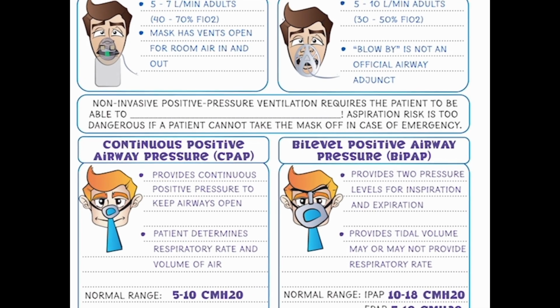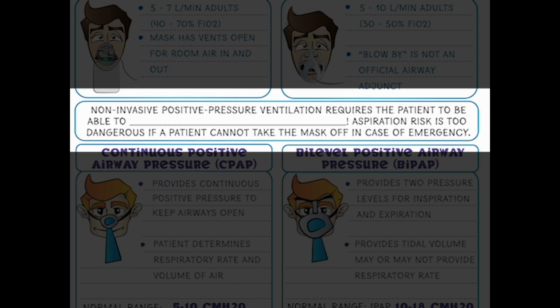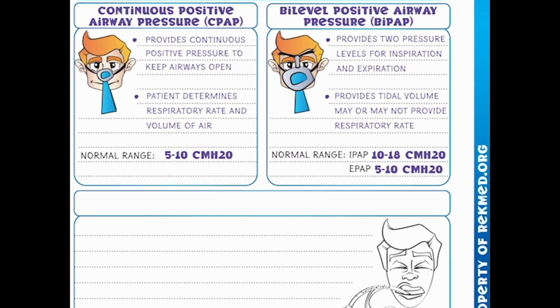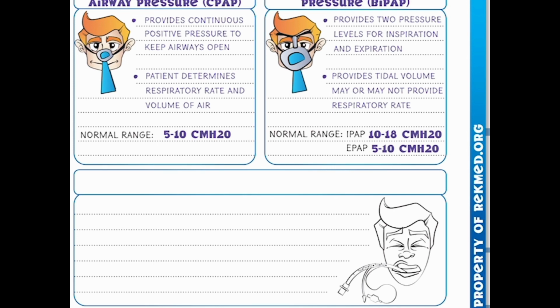So we're going to go back to that little paragraph before we got into our CPAP and our BiPAP. Our non-invasive positive pressure ventilation requires the patient to be able to protect their own airway. Aspiration risk is too dangerous if a patient cannot take the mask off in case of emergency. And if all of these methods fail and none of the following airways are supportive enough for our patients, then we're going to provide this very invasive ventilation known as our intubation.